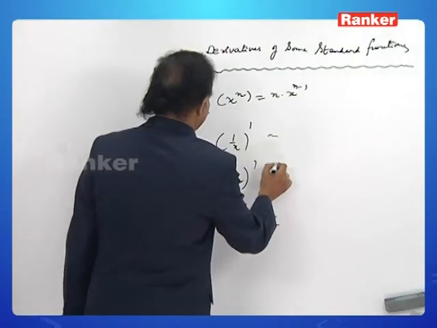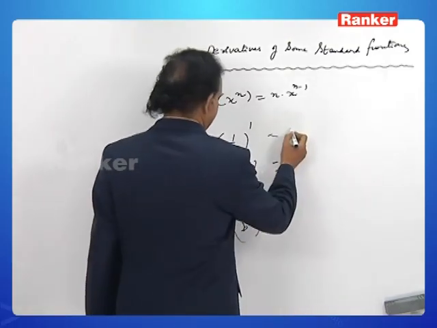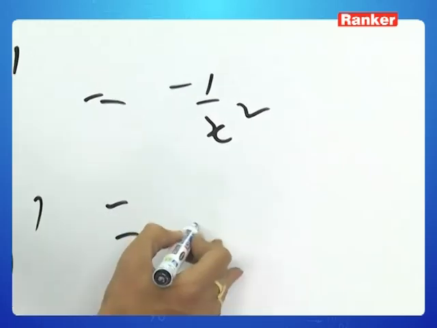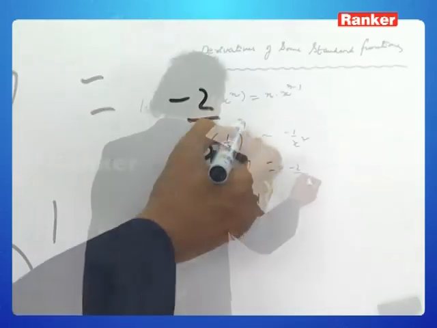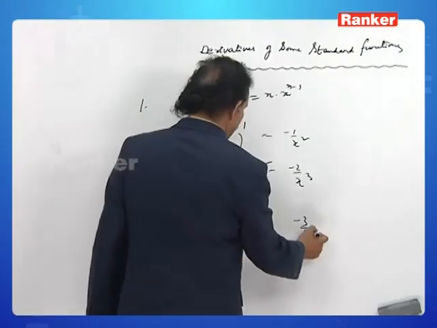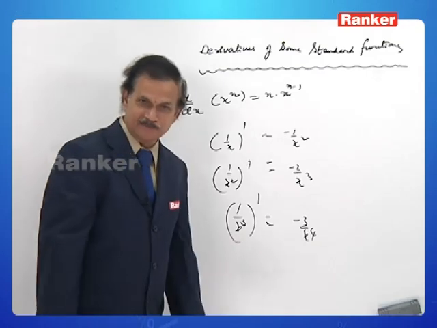What are the derivatives? 1 by x, what is the derivative? Minus 1 by x square. 1 by x square, minus 2 by x cube. 1 by x cube, minus 3 by x power 4. I think you are able to trace the style of getting it.